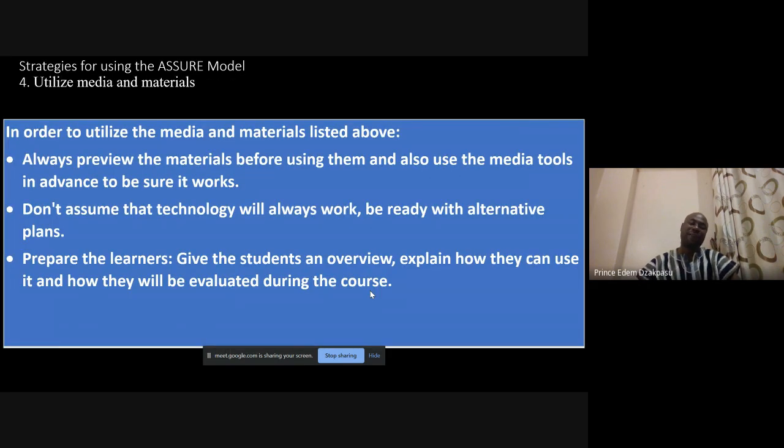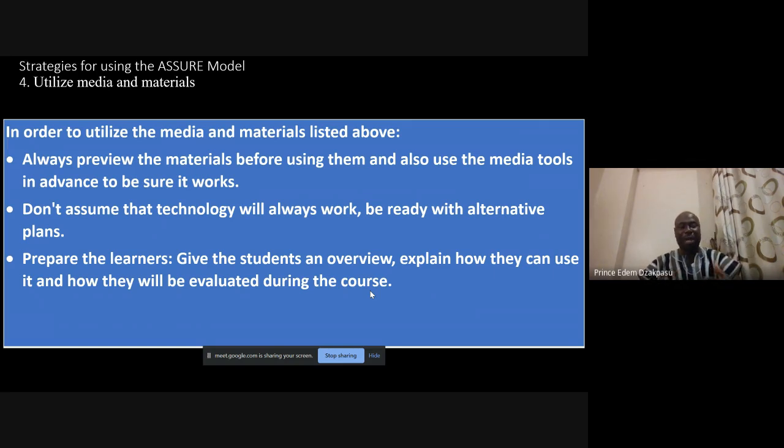Going forward, having selected your media and materials, you will need to utilize them. So in order to utilize the media and materials that we have listed above, we should always preview the materials before using them. We should always go over whatever it is we want to use the media tools for in advance, work with it, and see how appropriate it will be so that there will be no surprises going forward. Don't assume that technology will always work. You must be ready with alternative plans, because sometimes technology can fail you. And when it does fail, what alternative plan do you have in place?